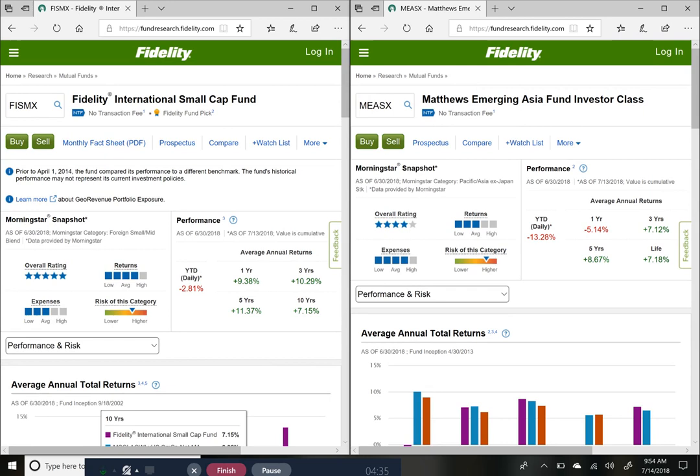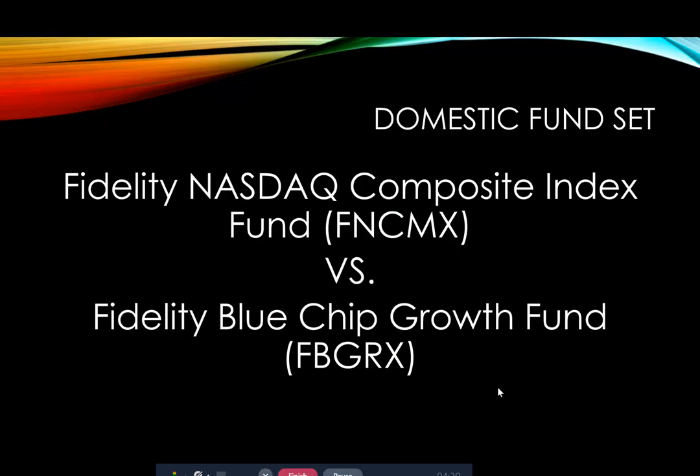So that is it for our international funds. And now we are going to take a look at our domestic fund set. We're going to be comparing the Fidelity NASDAQ Composite Index Fund versus the Fidelity Blue Chip Growth Fund. And with these funds, we're going to take a real look into the diversification of the fund. This is my biggest point on these funds, diversification.